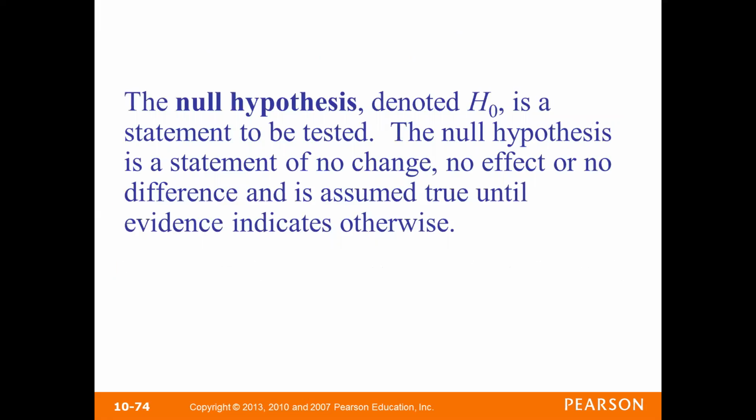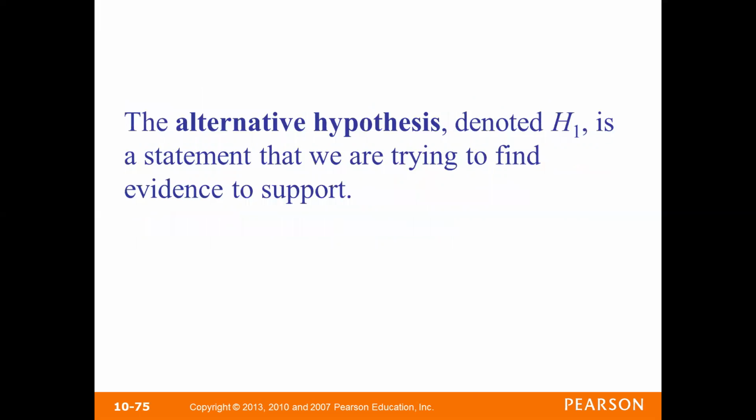Okay? The null hypothesis is a statement to be tested. The null hypothesis is a statement of no change, no effect, or no difference, and is assumed true until evidence indicates otherwise. So again, if we have information that we've previously thought was true, our null hypothesis is that that is still true. The alternative hypothesis, which is denoted H1, or in some books is denoted HA, or H with an alternate as a subscript, is a statement that we are trying to find evidence to support.